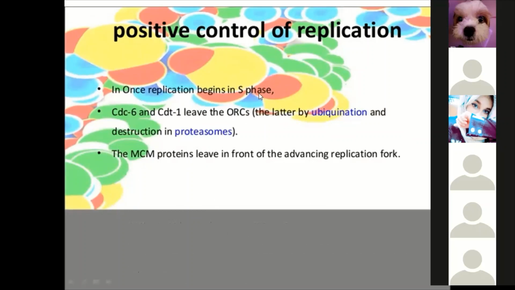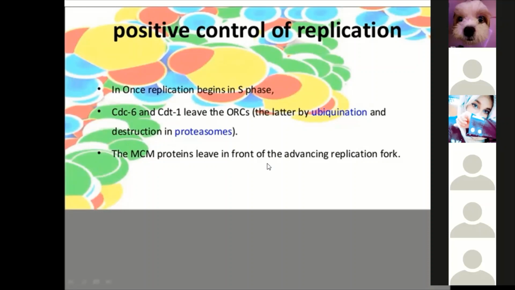So once replication begins in S phase, CDC6 and all these licensing factors leave, and they go for ubiquitination. Ubiquitination, I think you all know, is where proteins are degraded by adding a ubiquitin tail, and they get destroyed in proteasomes. So ubiquitination is the process of degradation of these proteins. So they just get degraded.